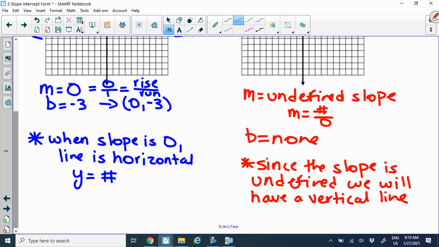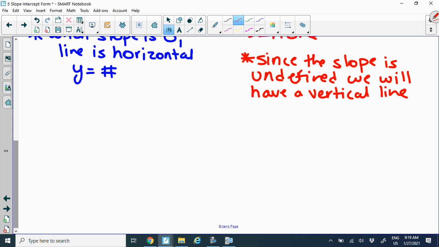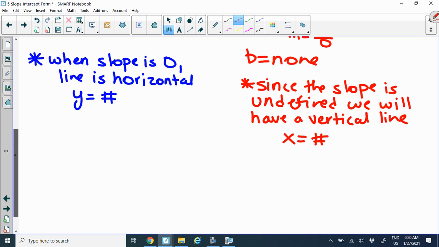So anytime we want to notice if we have a vertical line, anytime we have x equals a number, that's when we will have that vertical line. So what we need to do is figure out what's the number that x represents? That's going to be our x-intercept. Make sure you have this down on your notes. If you need to pause the video to do so, make sure.